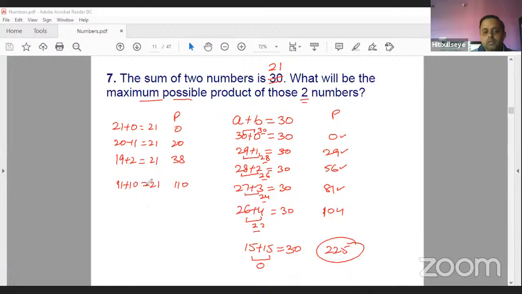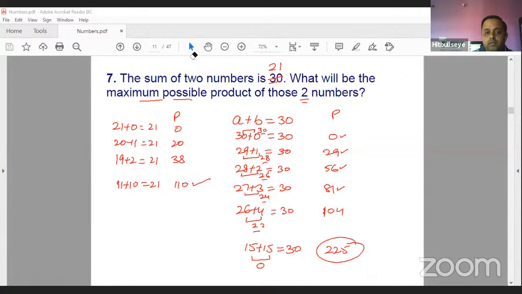Yes. Actually, 110 would have been the answer if, instead of numbers, the question said the sum of two natural numbers. If the question says the sum of two natural numbers is 21, then the answer would have been 110, because in that case you can take only natural numbers. So the answer would be 11 and 10. You cannot get the difference 0 here. The minimum difference you can get for natural numbers would be 1, when you take the numbers to be 11 and 10.